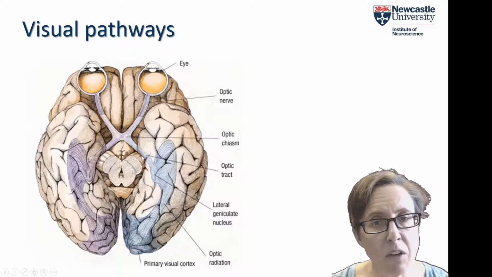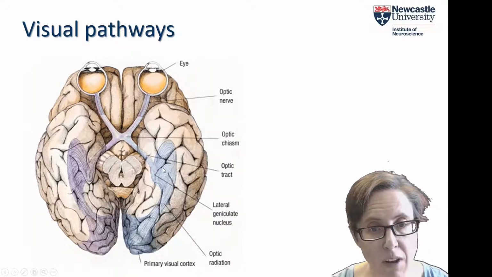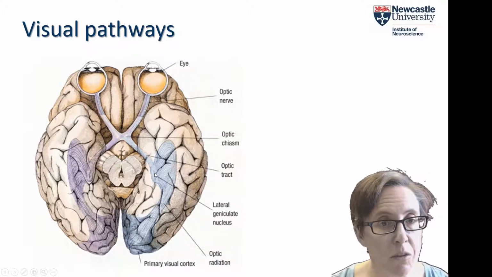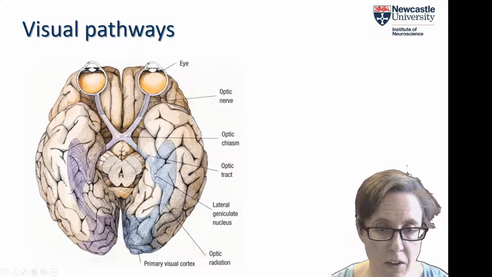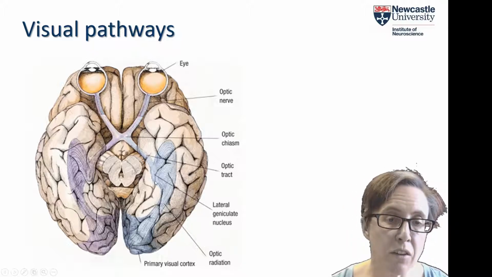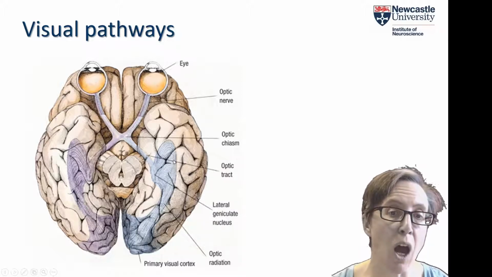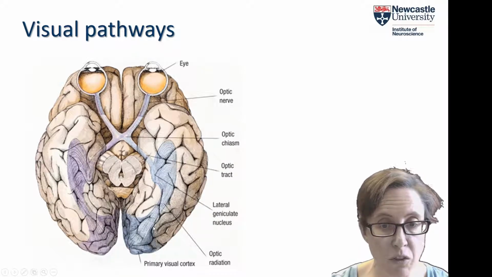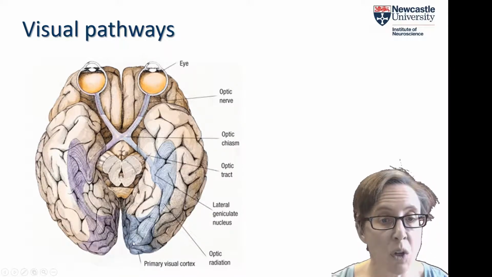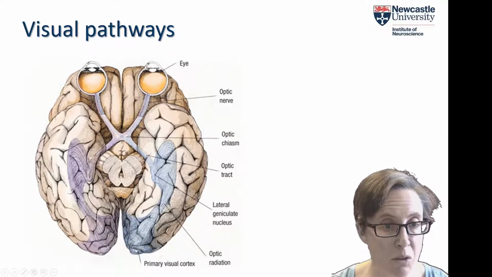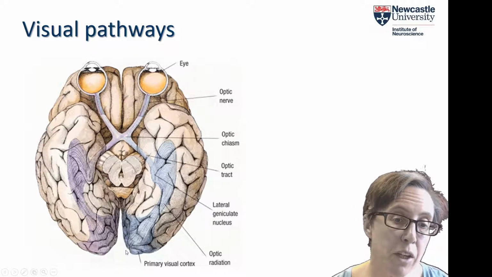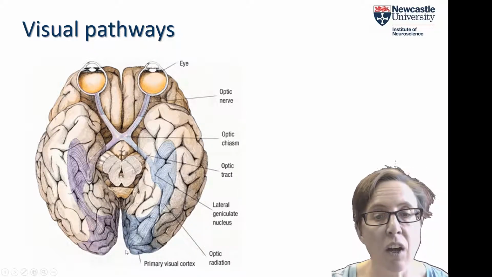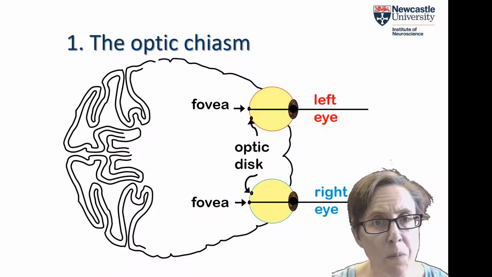The pathways after the optic chiasm are known as the optic tract. They then form a synapse, the first synapse after the retina, in the lateral geniculate nucleus of the thalamus. Thereafter there's another set of nerves that outputs axons from the LGN to the brain, and in particular primary visual cortex at the back of the head. And the nerve tracts that go from the LGN to primary visual cortex are called the optic radiation.